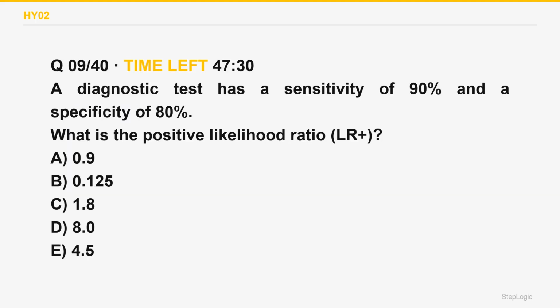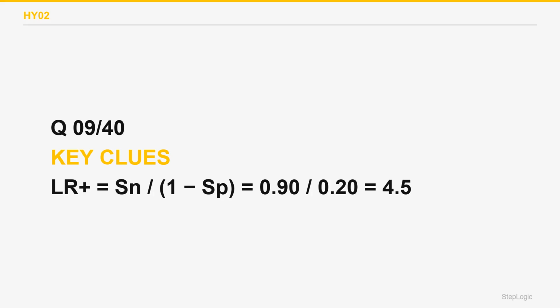What is the positive likelihood ratio, LR plus? A diagnostic test has a sensitivity of 90% and a specificity of 80%. Read the command: the positive likelihood ratio. Use sensitivity over 1 minus specificity. The positive likelihood ratio is sensitivity divided by 1 minus specificity.